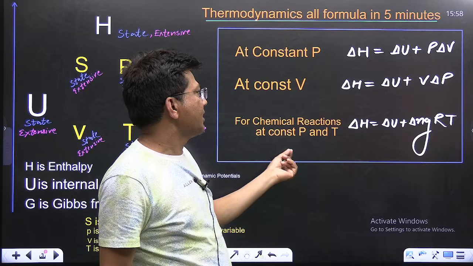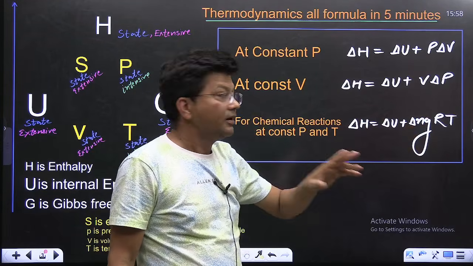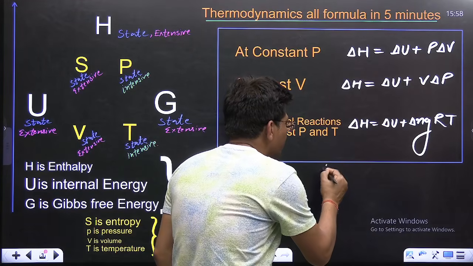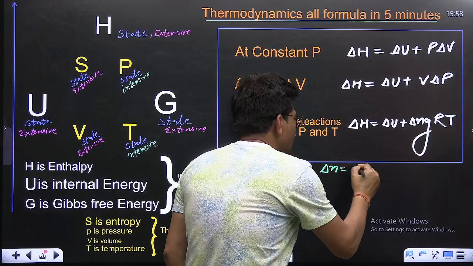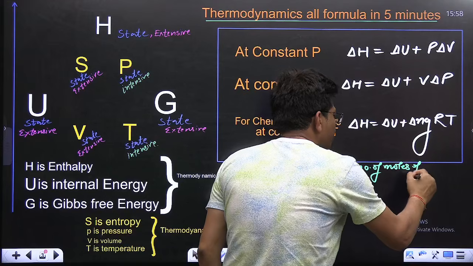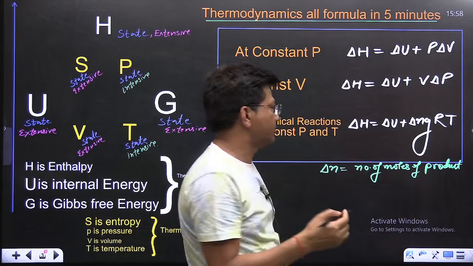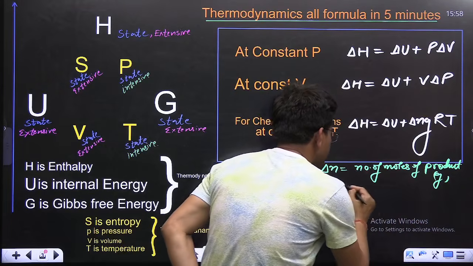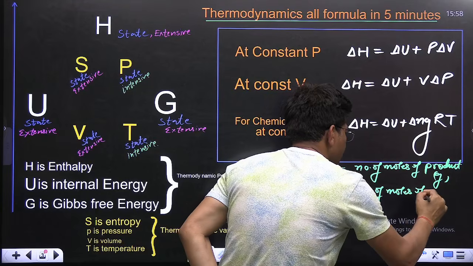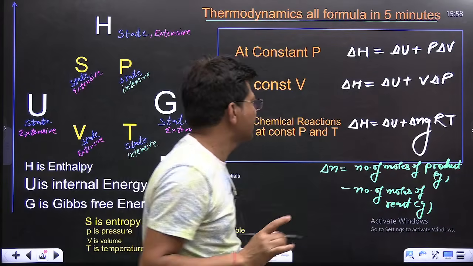And for chemical reactions, delta H is equal to delta U plus delta n_g RT. Delta n_g means change in gaseous moles. Delta n means number of moles of product which are in gaseous state, minus number of moles of reactant which are in gaseous state, right?